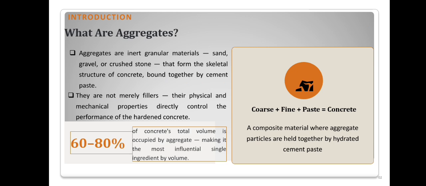Let us first understand what aggregates are. Aggregates are inert granular materials such as sand, gravel, and crushed stone. They form the skeleton of the concrete while the cement paste binds these particles together. They are not just fillers; instead, they provide strength, stability, and dimensional control to the concrete.